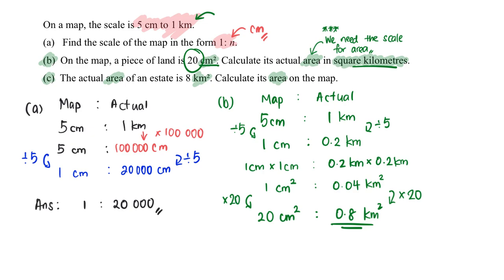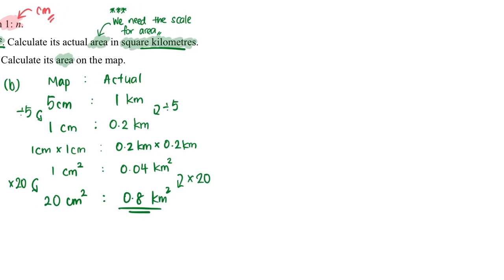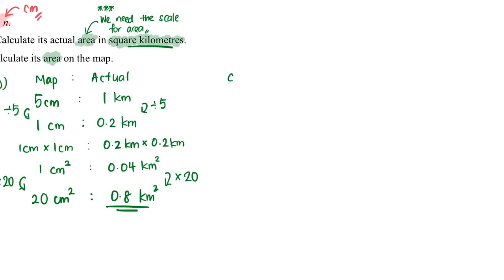Part C. Okay, part C, we would have the actual area given as 8 kilometer square. So now I'm going to just create some space. For part C though, I'm going to write it here. And this is how I will actually do this particular question, because I saw that it's given in kilometer. And this is what Mr. Tan will do.